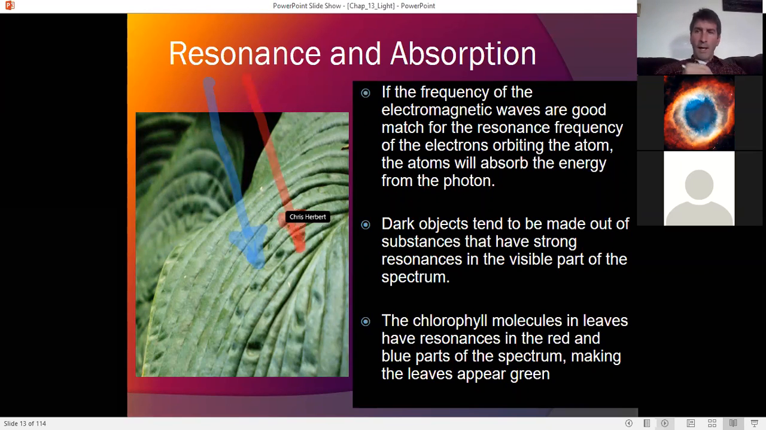Why do plants appear to be green? Well, plants appear to be green because the green light doesn't have a resonance with the photosynthesis molecule. So the photosynthesis molecule is very good at absorbing energy from blue light, very good at absorbing energy from red light. It doesn't do so well with green light. So that's why plants appear to be green.